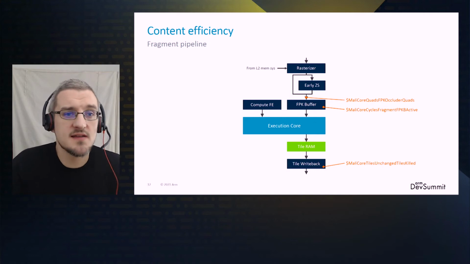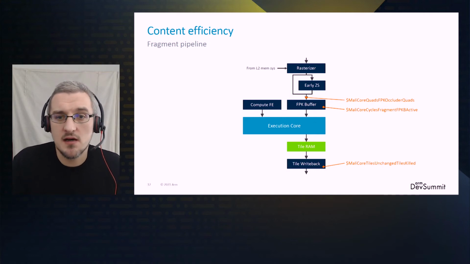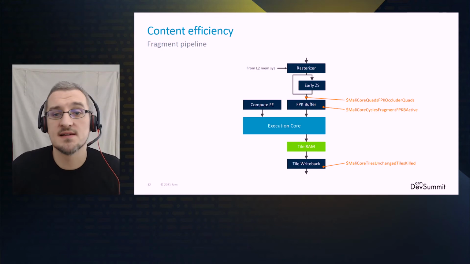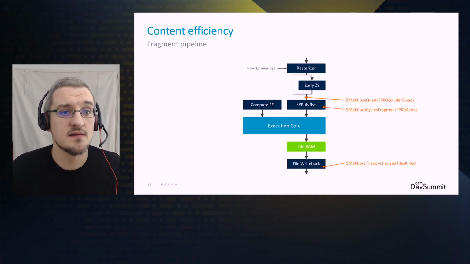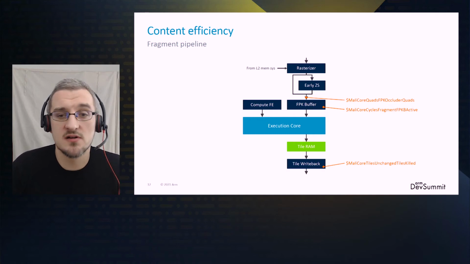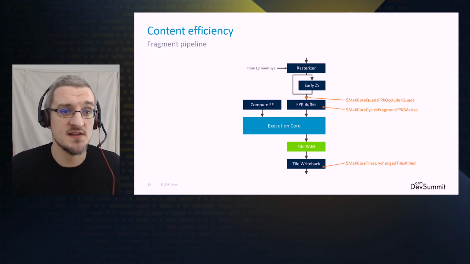There are some useful workload stats we can pull out from the pipeline. We have a hidden surface removal scheme called forward pixel kill, and so we can count the number of quads that survive early ZS that are valid occluders. So they're opaque, they have known coverage. We can use those to drive our hidden surface removal scheme. And you want to make that percentage as high as possible because hidden surface removal is a very good way of removing redundant work.